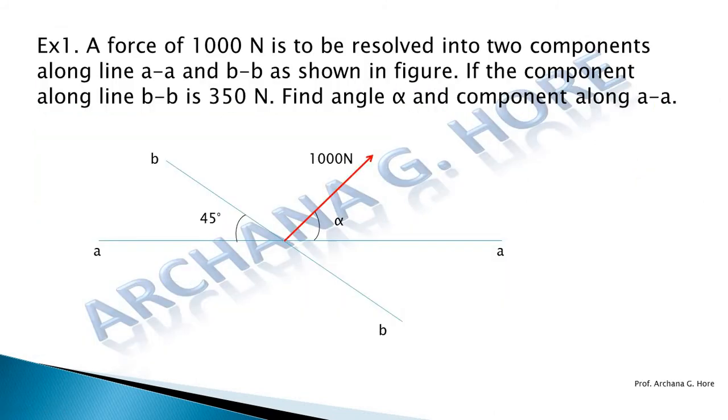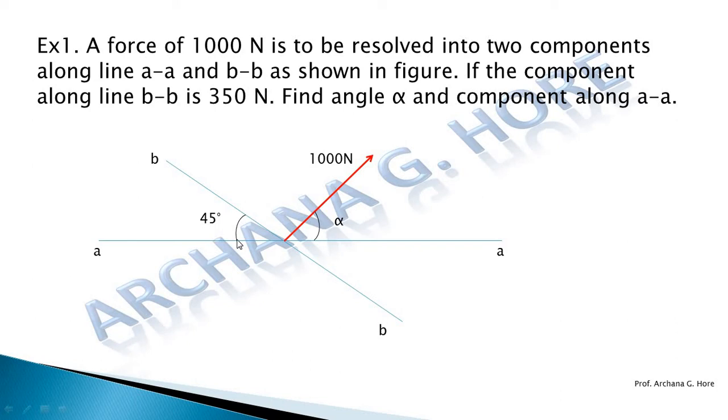Now see the numerical. A force of 1000 Newton is to be resolved into two components along the lines AA and BB as shown in the figure. If the component along the line BB is 350 Newton, find the angle alpha and the component along AA. Now we want to split this 1000 Newton force along AA and along BB. First identify the type of problem, perpendicular or non-perpendicular resolution. The angle between AA and BB is 45 degrees, so not equal to 90, so this must be non-orthogonal or non-perpendicular resolution.